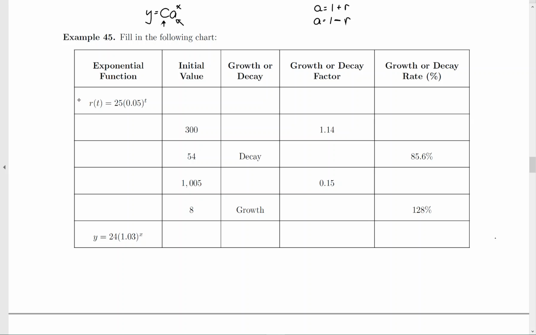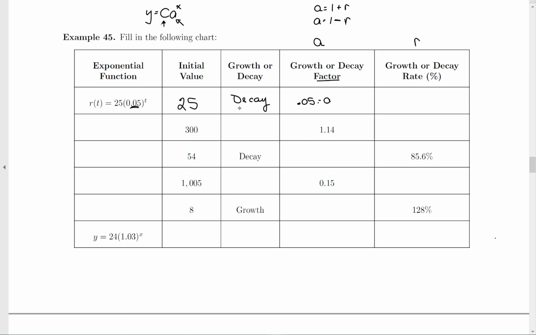So the first thing we're going to do is look at this function here, and I see that the initial value is 25, and I can also tell that it's a decay problem because our number here is less than 1. So we're just going to write decay. The factor is what we're multiplying by, so that's the 0.05. That's my A value. This column is going to be representing our A, the factor. This column is going to be representing the R, the rate.